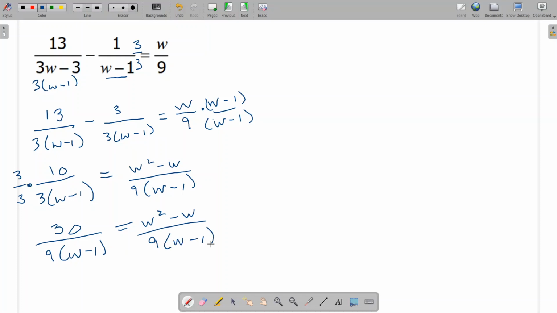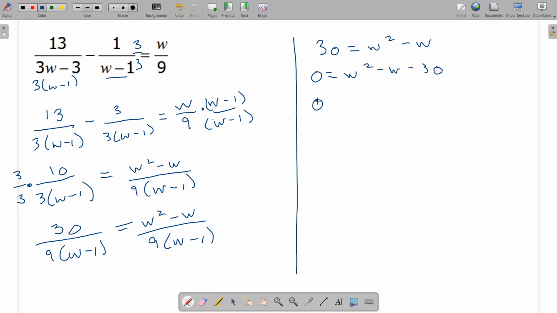We have a common denominator, so now we can set those numerators equal to one another. And then we are going to need to factor here. So let's get everything to one side. Okay, and this is going to factor into w minus 6 times w plus 5, which is going to give us two solutions. It's going to give us a positive 6 and a negative 5. Both check out. Neither one of those makes our denominator equal to 0.